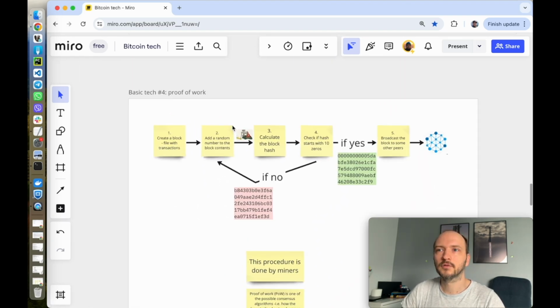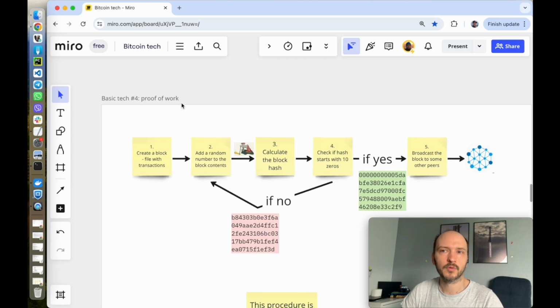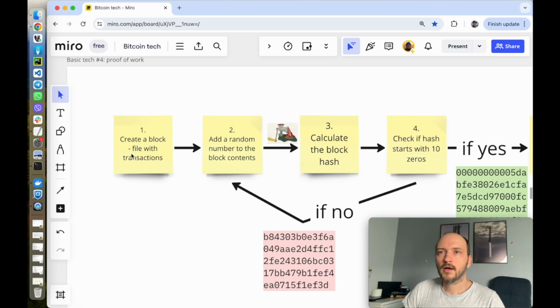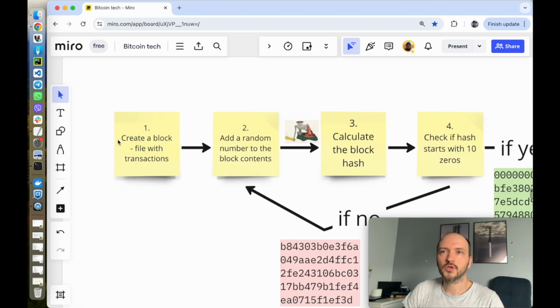And the core tech number 4 is proof of work. I will also explain how it works. You probably heard about that, and it's quite simple if you understand the hash. So I will show you how it works. The flow is the following: you or a miner creates a block, which is literally a file with transactions, just a list of transactions. So they have this file.